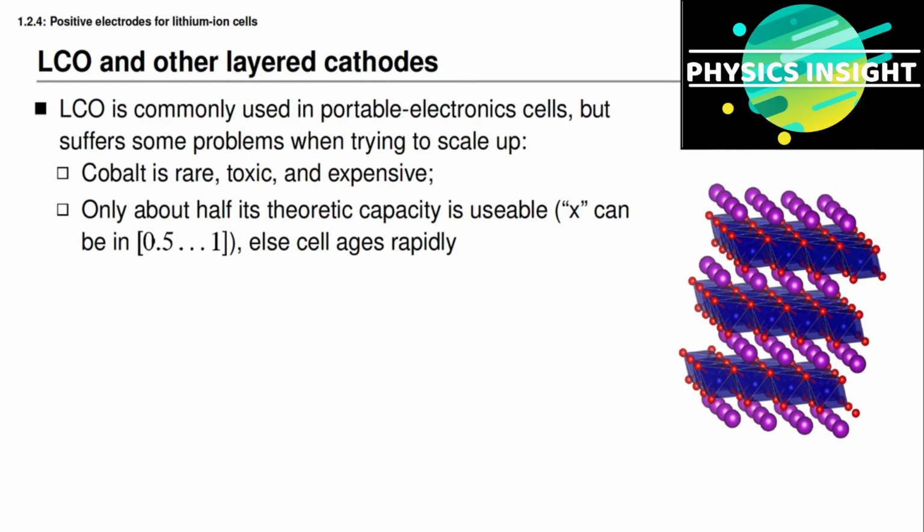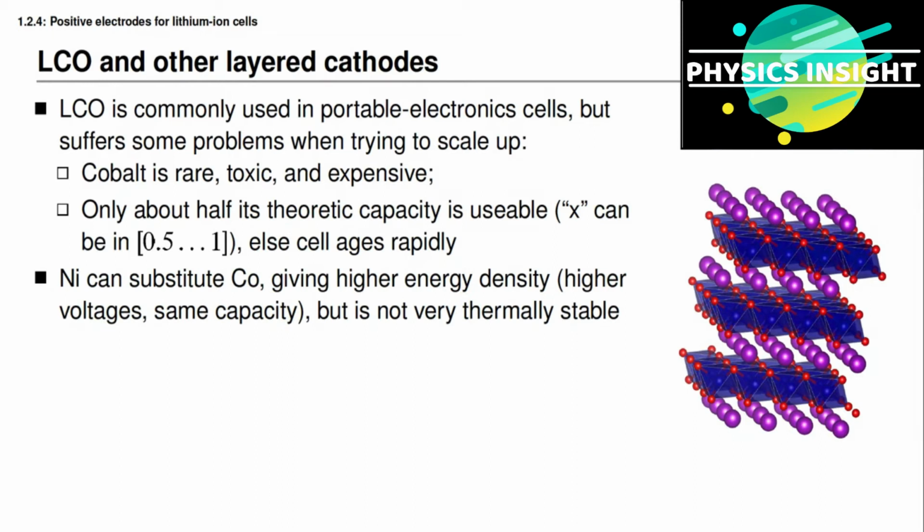Another challenge with lithium cobalt oxide that may not be readily apparent is that we can only use about half of its theoretical capacity. If we think about the value of x in the subscript for lithium on the previous slide, the value of x can really only go between about 0.5 and 1. If it goes below 0.5, we have some capacity degradation issues that happen.